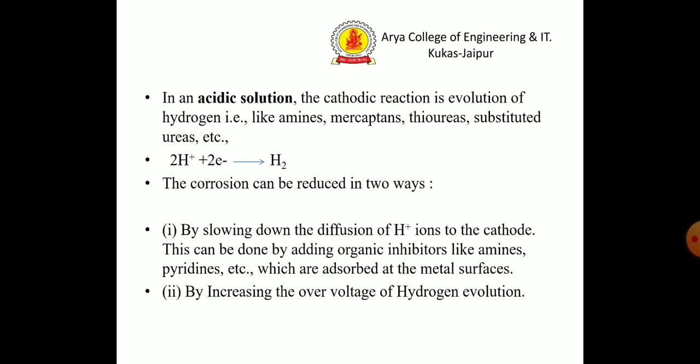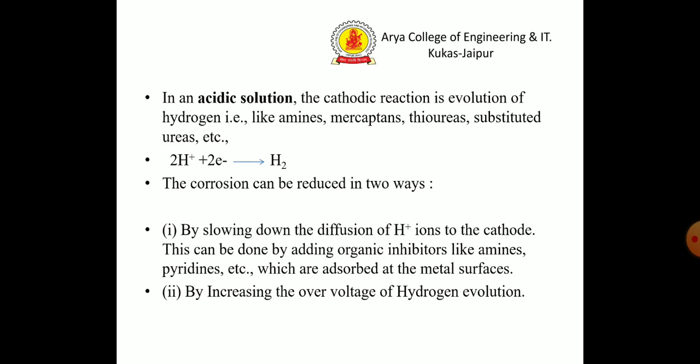In acidic solution, the cathodic reaction is evolution of hydrogen, with inhibitors like amines, mercaptans, thiourea, substituted urea. In acidic medium, hydrogen ion is already present and it accepts two electrons and converts into hydrogen. That's why it is known as evolution of hydrogen.